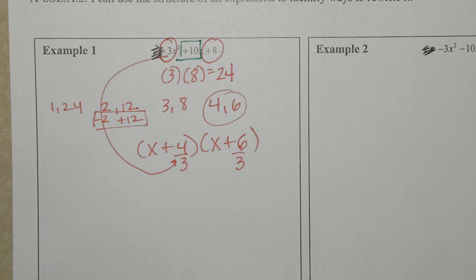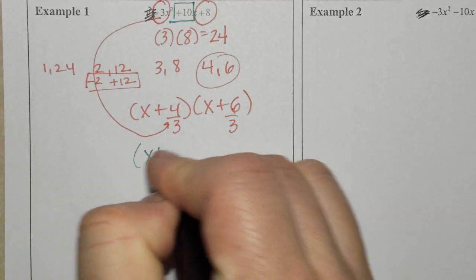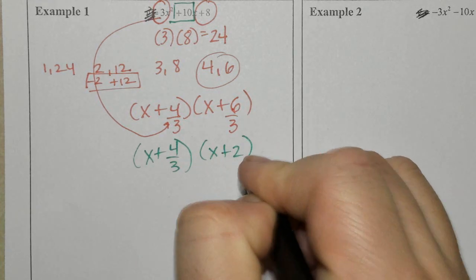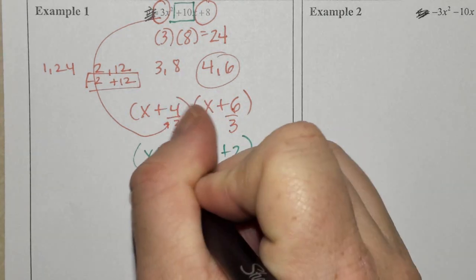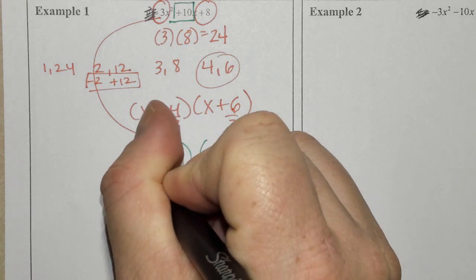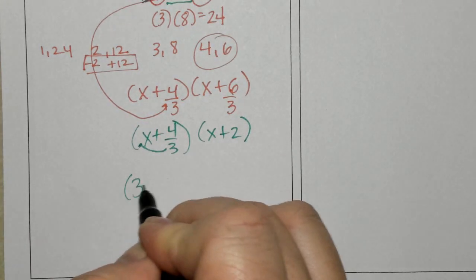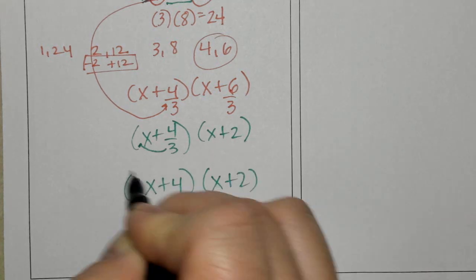And then we go through and we ask, can we reduce the fraction? So 4/3 can't be reduced, but 6/3 does reduce to 2. If the number reduces to an integer, you're great. After you've attempted to reduce it, if it's still a fraction, we do bottoms up. That means the bottom number gets pushed up and in front. Your final answer for here would be 3x plus 4 times x plus 2.